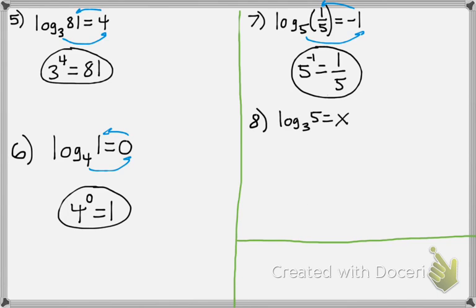And then lastly, number 8, if I do 3 raised to the x is equal to 5, there's no real way to tell if this is true or not because we have a variable there, but this will be the correct exponential form of the equation.